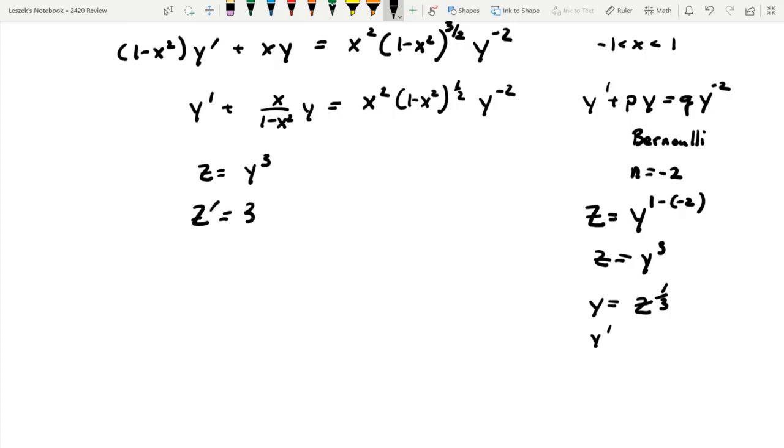Z prime is 3y squared times y prime. So I see that we have a y prime. I need to introduce this factor of 3y squared into my original differential equation. So I'm just going to multiply both sides by 3y squared. With an abuse of notation here, I'm indicating you want to multiply both sides.